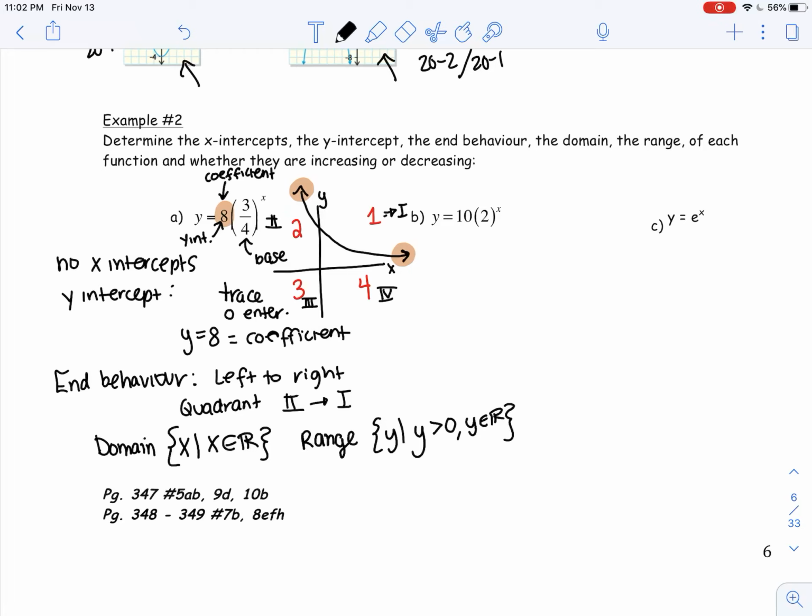And then lastly, we just want to say if it's an increasing or decreasing function. We already talked about that. We said that it's going down, so it's a decreasing function.